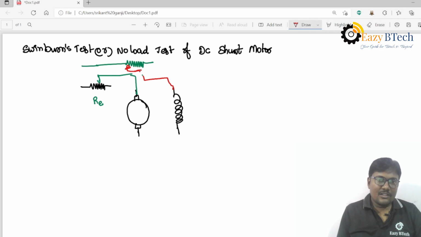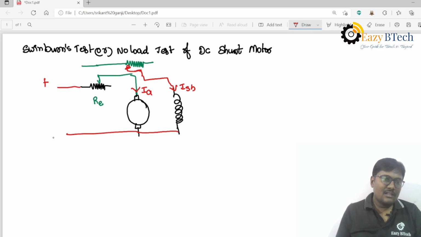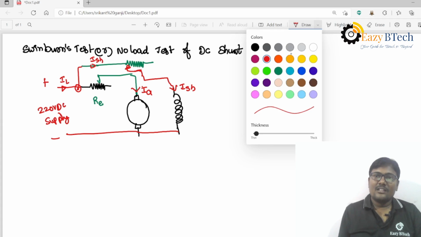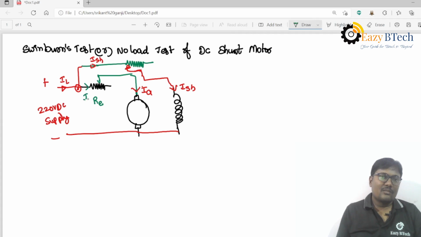The current which flows through the shunt field winding is ISH. The current which flows through the armature is IA, and these two are connected. Now I am giving this combination to a 220 volts DC supply. The line current is divided into two parts. One is the armature current and another one is the shunt current. So this is the shunt current or field current, and this one is the armature current.